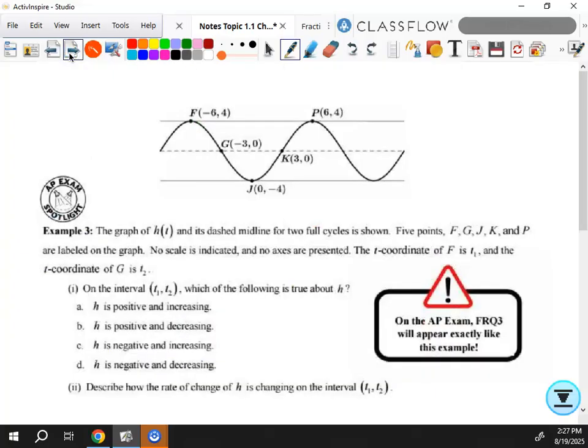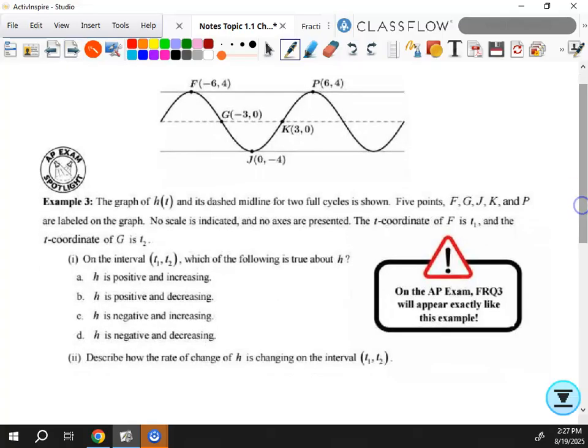Let's go ahead and look at this one. So example 3. This graph right here with the numbers missing, you will see something exactly like that on FRQ3. And it'll have to do with trig. We're not talking about trig right now, but we're still looking at these graphs, and we can answer a question that's going to be asked on your AP exam.